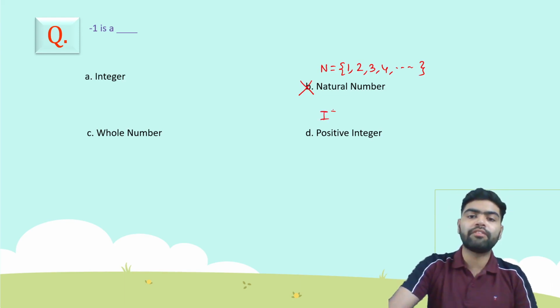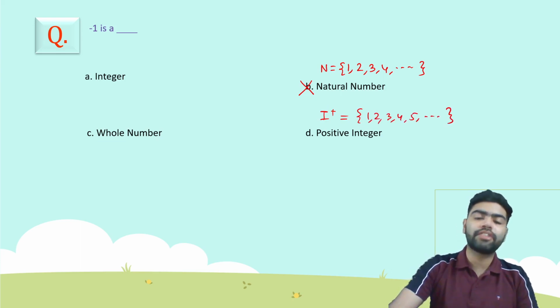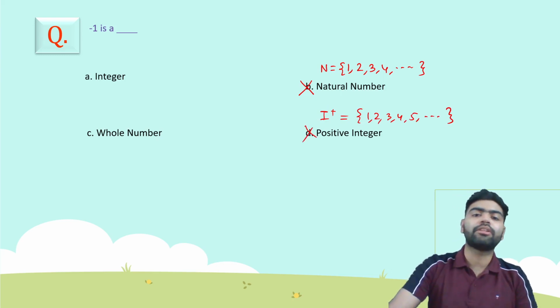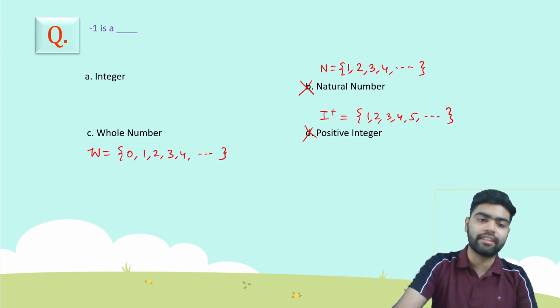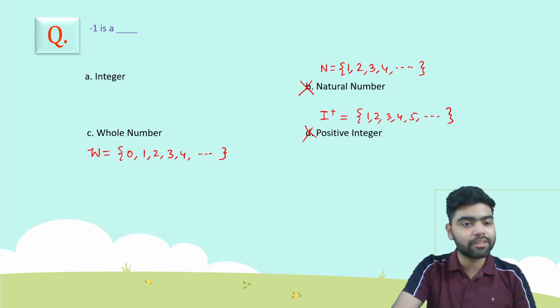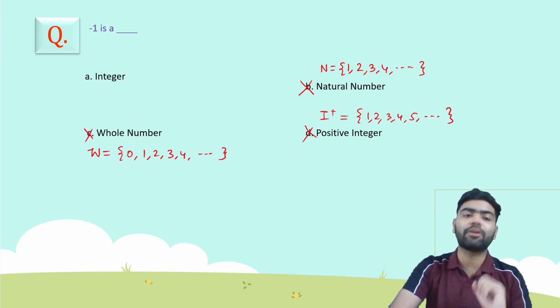The set of positive integers is same as that of natural numbers: 1, 2, 3, 4 and so on. Do you see a -1 over here? No. So this option is also not correct. We have seen that the set of whole numbers is given by 0, 1, 2, 3, 4 and so on, like this. Do you see -1 over here? No, you don't see -1 over here as well. So this is also not correct.